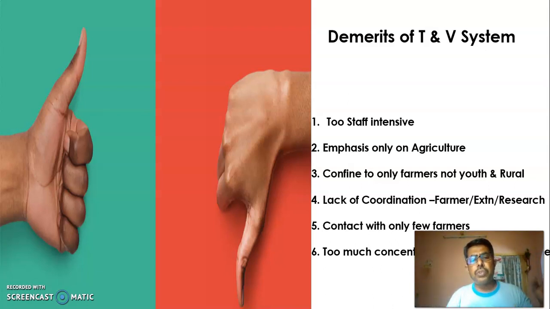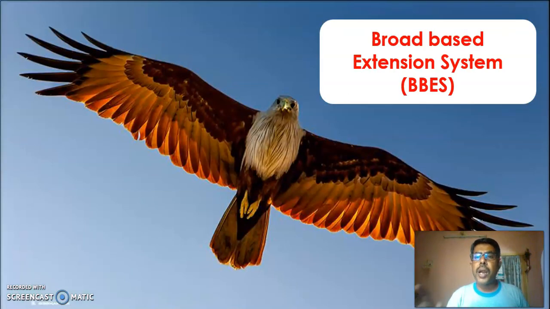So far we have seen why the training and visit system was established or introduced, the salient features of the training and visit system, and also its demerits. Please keep on exchanging your ideas and recommendations. In the next class we will see about broad-based extension.